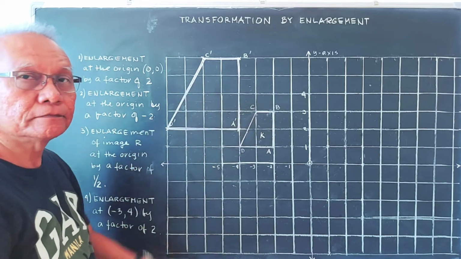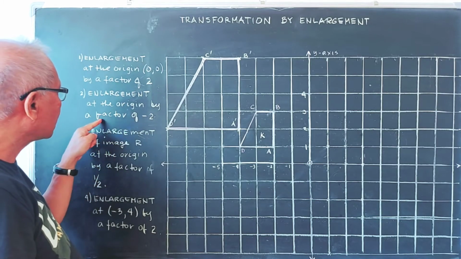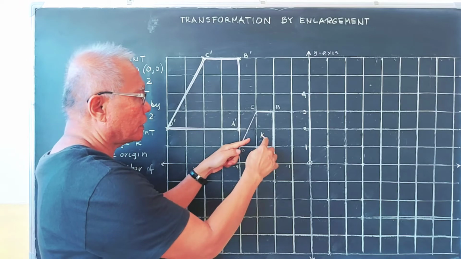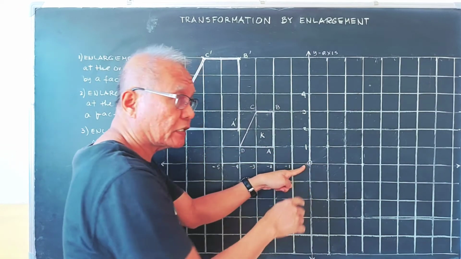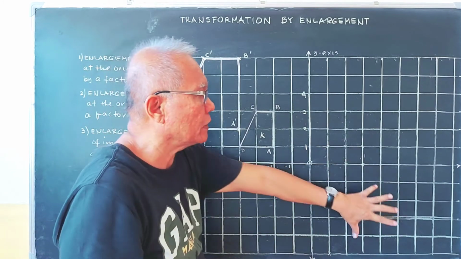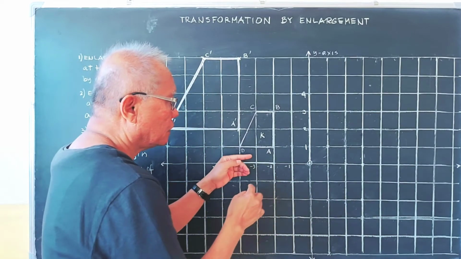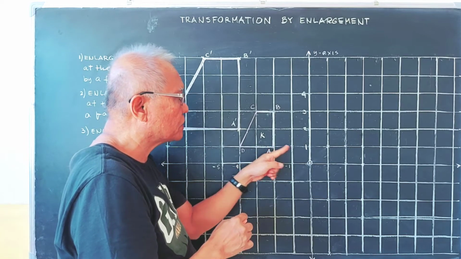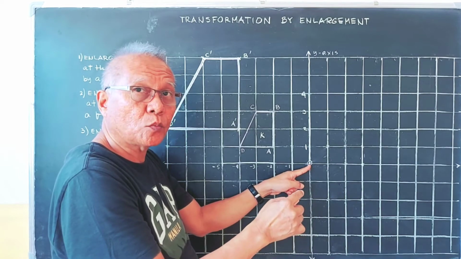Enlarged. Next, enlargement at the origin again, but this time with a factor of -2. So this one is our original image, and we have the center of enlargement again at the origin. Therefore, our image will be somewhere here. Now, when we count here, it's better to start from the vertex of our image to the center of enlargement because we are using slope.